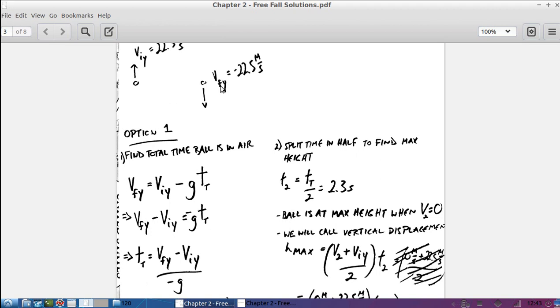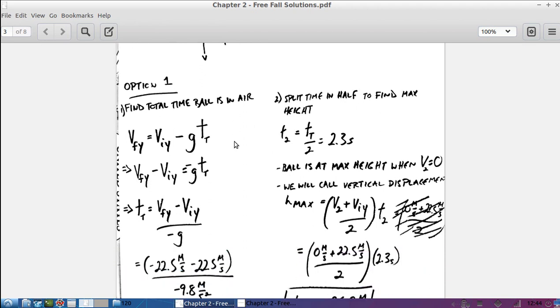I know V final is negative 22.5. I was given V initial. I know the acceleration is due to gravity. So I'm going to use this right here, and this is going to tell me the total time.